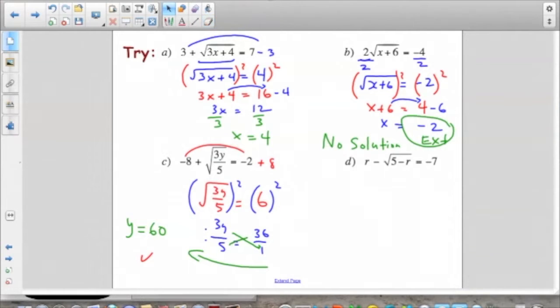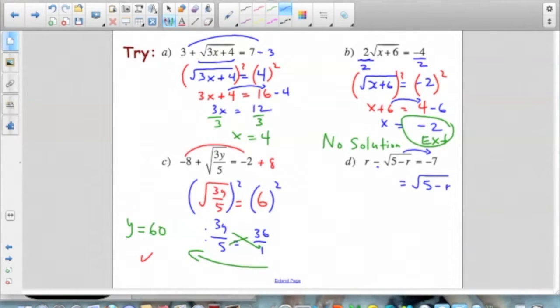The next example here. Okay, let's solve this one. So we've got to isolate, but now we have a negative radical here. See that negative sign there, and we've got a radical. So I'm going to move this negative radical over to that side. Why? Because it makes it positive. It's easier dealing with positives. Now I'm going to move this 7 to join that r. So that becomes r plus 7. Okay?